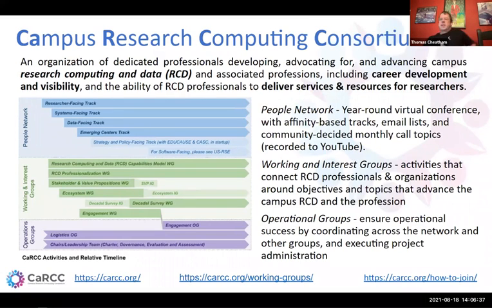Okay, so we're today talking about the activities of the Campus Research Computing Consortium. The name doesn't quite give away all the activities that we do, but what we're trying to be is a group of people that are advocating for and advancing campus research computing and data and associated professions on our campuses, including workforce and career development, visibility, and enhancing the ability of the people who support research computing to deliver services and resources. I'm reading that because some people may not see the slide online.